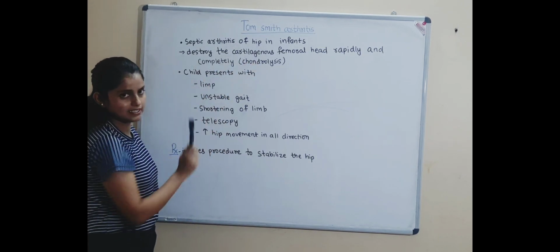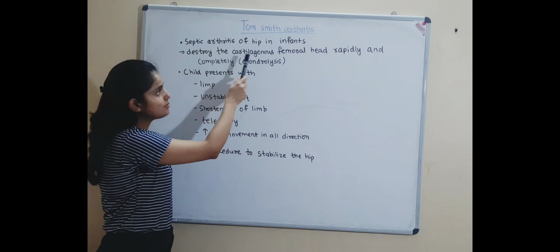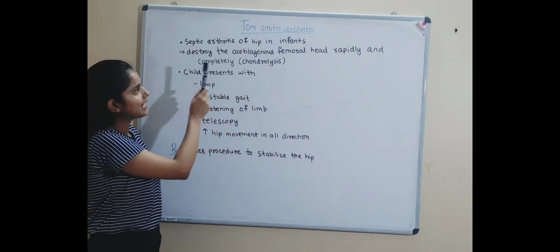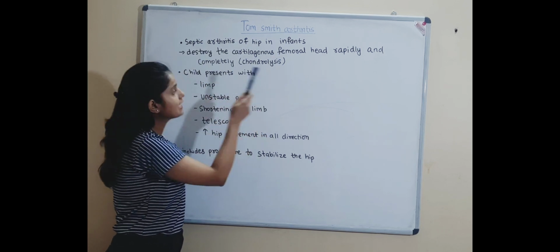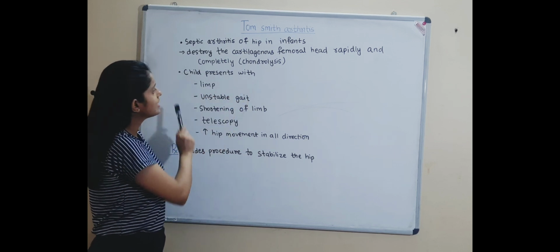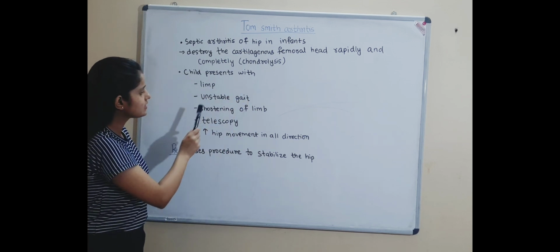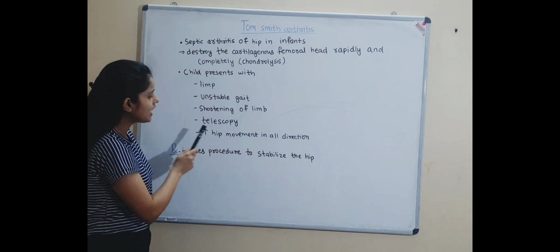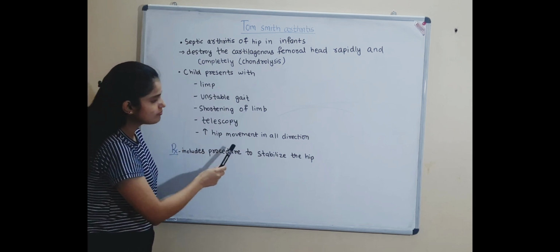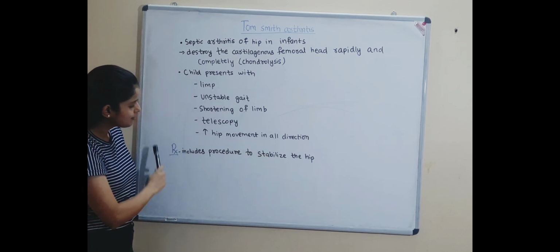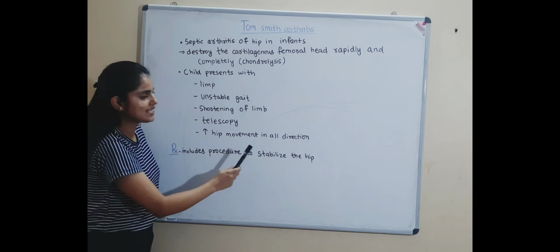Tom Smith arthritis. This is the septic arthritis of the hip in infants. It destroys the cartilaginous femoral head rapidly and completely, which is called chondrolysis. The child presents with limp, unstable gait, shortening of the limb, telescopy, and increased hip movements in all directions. And treatment includes procedures to stabilize the hip.